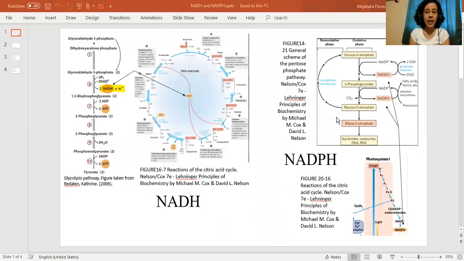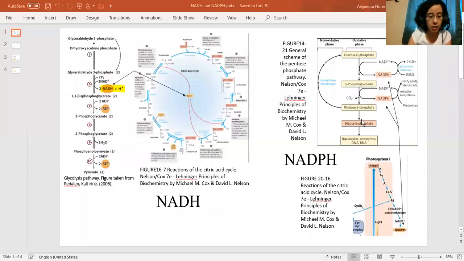Hello, let's talk about NADH and NADPH. Let's start a little bit general. Both of them are reduced electron carriers. NADH is produced from glycolysis and also in the citric acid cycle. As you see here, I have the pathway. This is the glycolysis and this is the citric acid cycle.